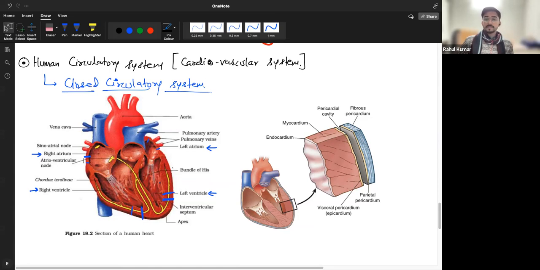Now we have 2 atriums and 2 ventricles. Clear, everyone? Shall I go forward? Yes, sir. Everything is written?